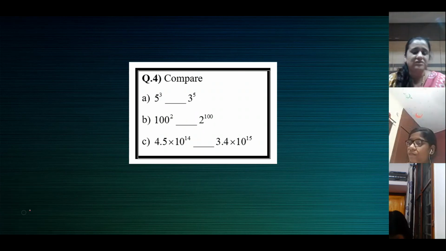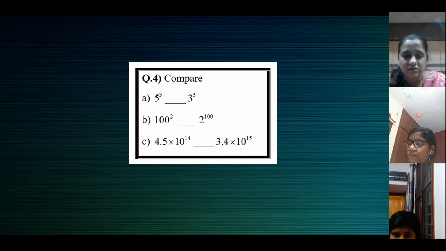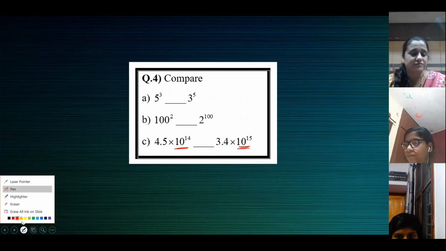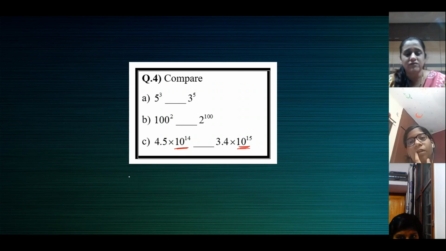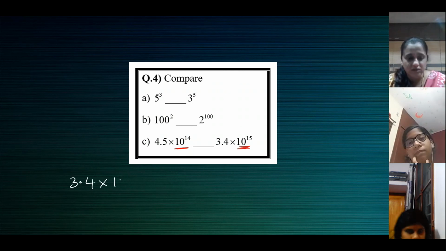So it's easy to compare when 10 is raised to the same power in both. So here 10 is raised to the power 14. So here also we'll raise 10 to the power 14. Here also we'll raise 10 to the power 14. So 3.4 into 10 to the power 1 into 10 to the power 14.